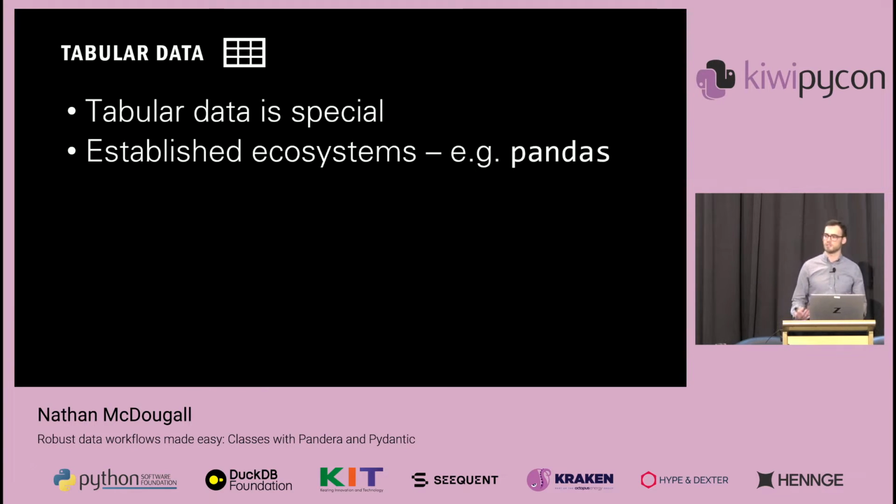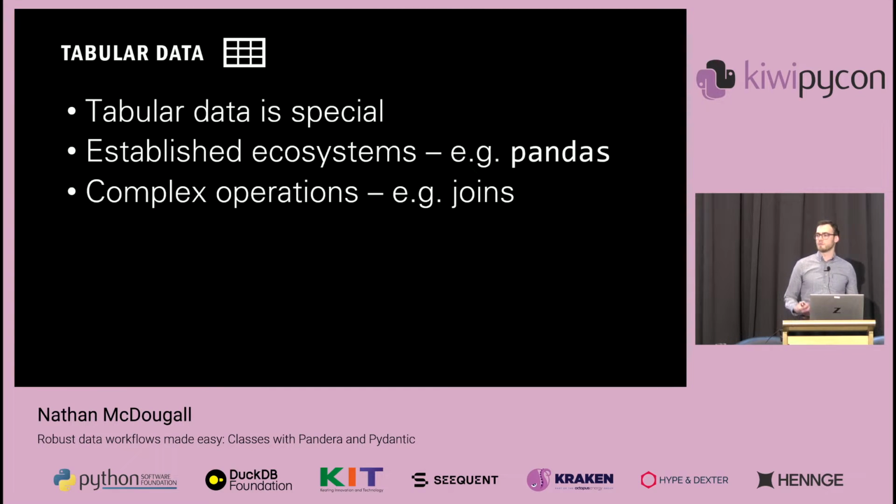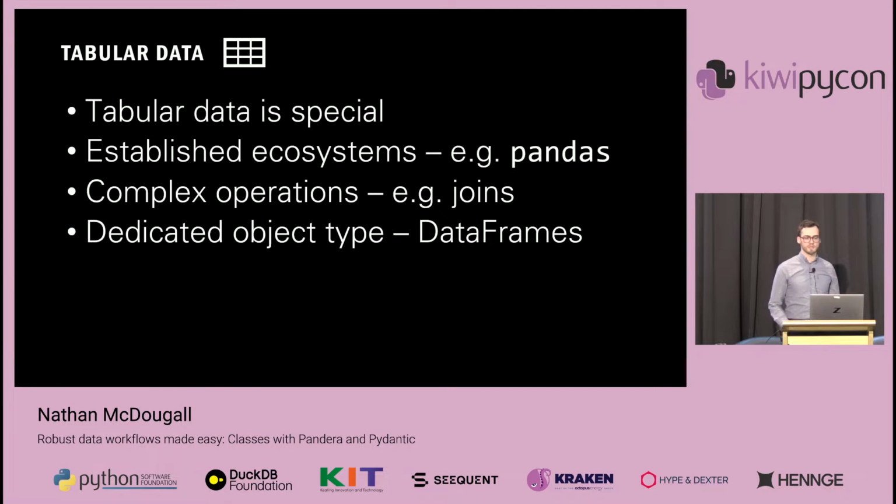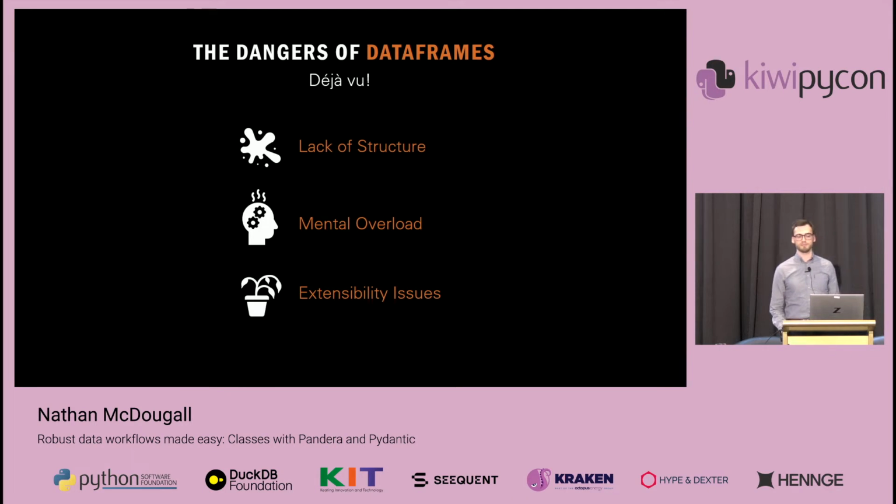And we have established ecosystems in Python to deal with these, and we don't want to reinvent the wheel, so we want to keep using what we've already got, especially if you've got an existing code base and you want to start adding structure. We don't want to have to completely change everything to be able to start adding that structure. We want to be able to keep doing our tabular operations like joins and aggregations, and we want to keep using our dedicated data type, which is a data frame. Although there are different data frame libraries, we want to keep being able to use what we've already been using.